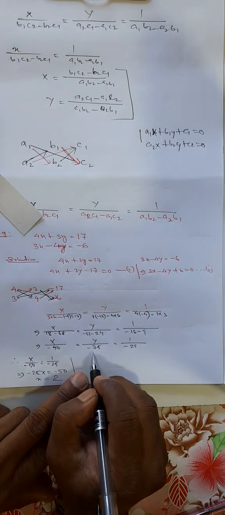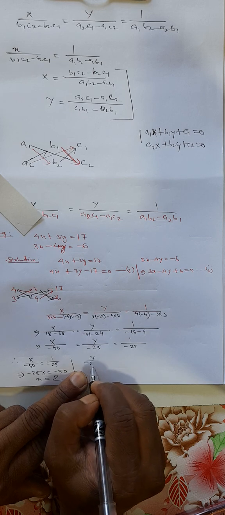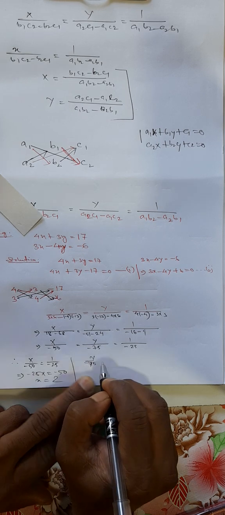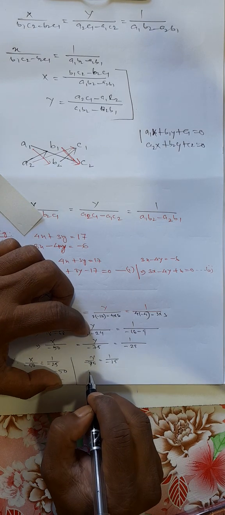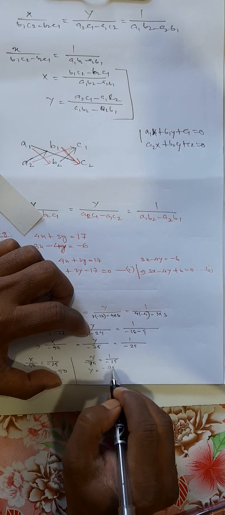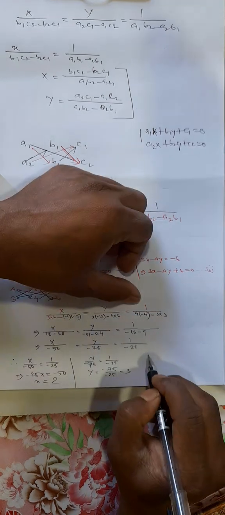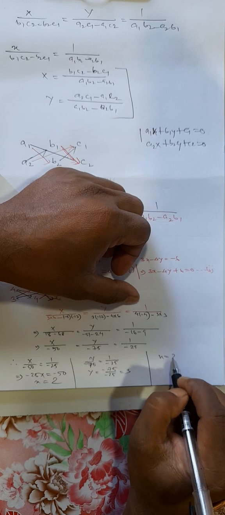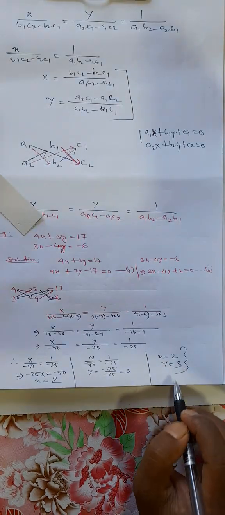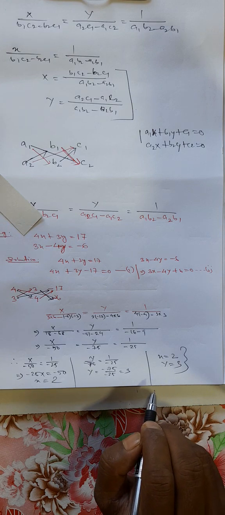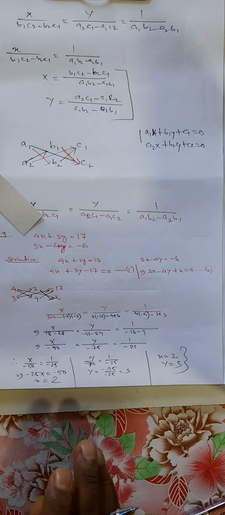So you compare this and this. y by minus 75 equal to 1 by minus 25. So y equal to minus 75 divided by minus 25 equal to 3. So our solutions are x equal to 2, y equal to 3. Right? This is how you can solve a pair of linear simultaneous equations by the method of cross multiplication.